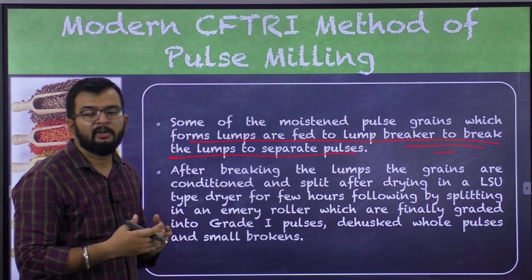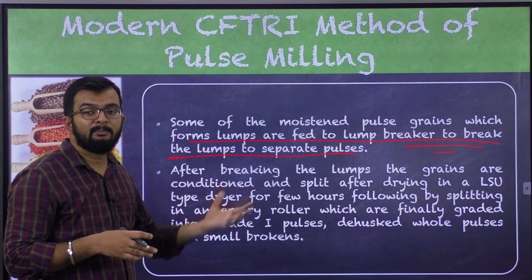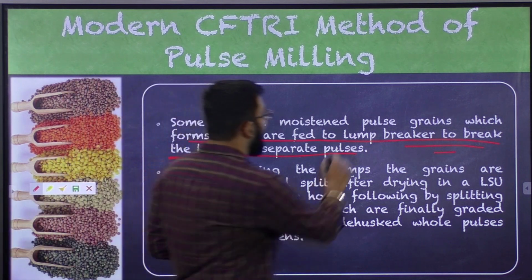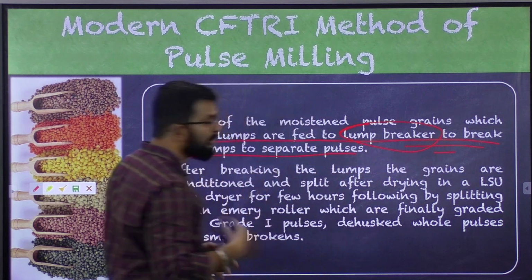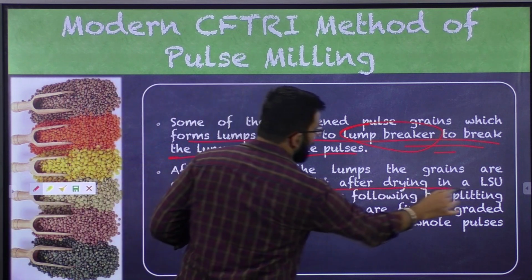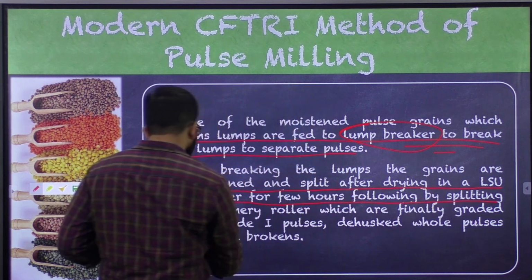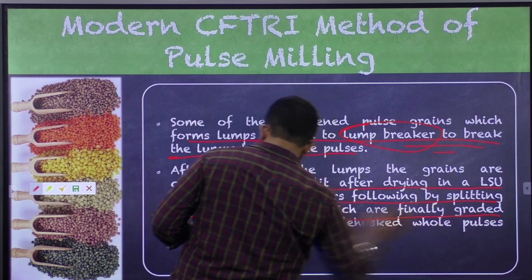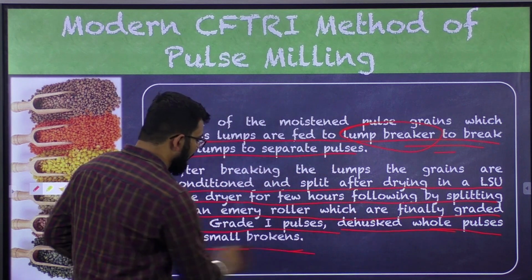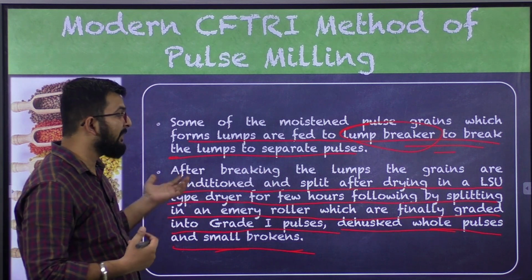So during your dehusking operation, lumps will be formed. So after dehusking or pearling, after sieving, your lumps will be separated out, right? So these lumps have to be sent to a lump breaker in order to break the lumps into separate pulses. After breaking the lumps, the grains are conditioned and split after drying in a LSU type dryer for a few hours, followed by splitting in an emery roller, which are finally graded into grade 1 pulses, dehusked whole pulses, and small broken. That is, after breaking the lumps, the grains are conditioned. Okay, they are kept for some time and split after drying.